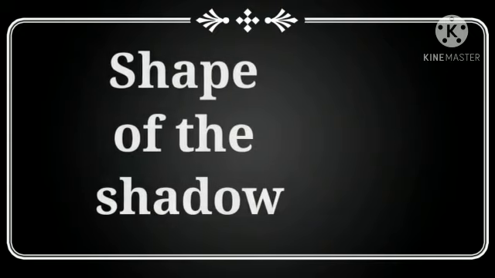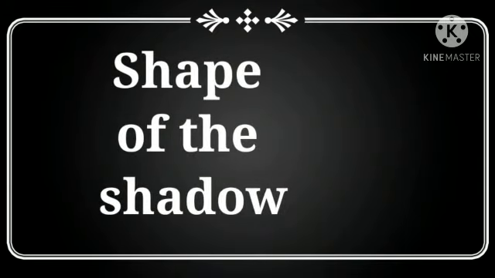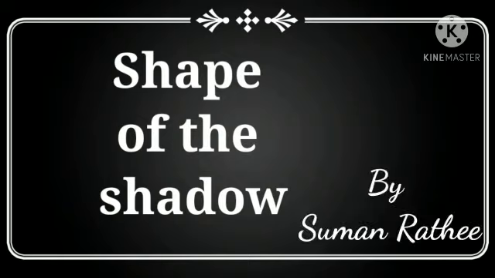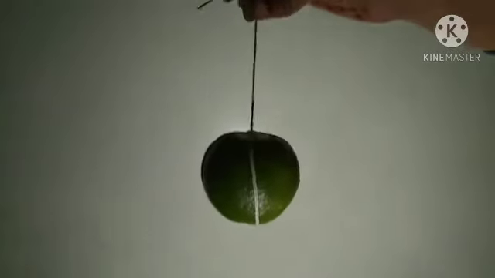Let us perform an activity to show that the shape of the shadow depends upon the shape of the object. Are you ready, kids? Let's start. Switch on a beam of torchlight in a dark room and point it towards a ball or an orange so that you can see its shadow on the wall.